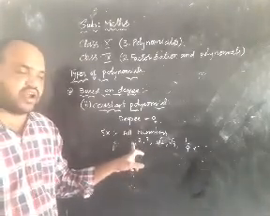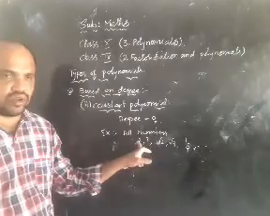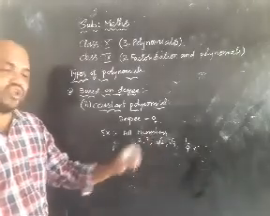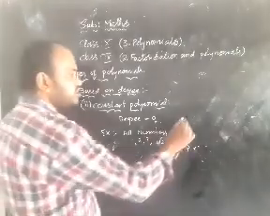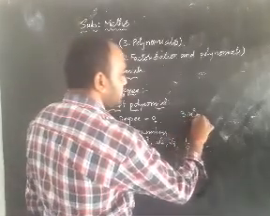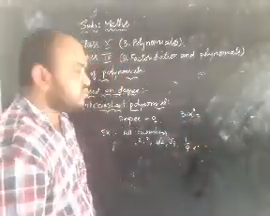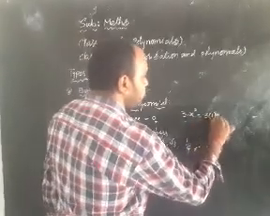Why? Because we can write 1 as 1 into x to the power of 0, 2 into x to the power of 0, 3 into x to the power of 0. If we write 3 into x to the power of 0, what is the value of x to the power of 0? 1. 3 into 1, that is 3.